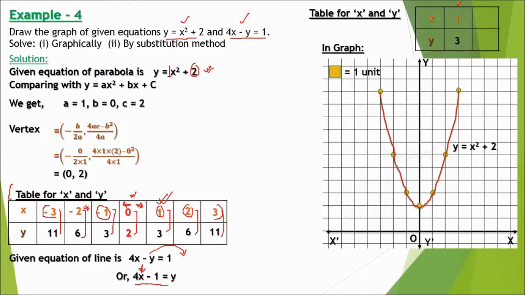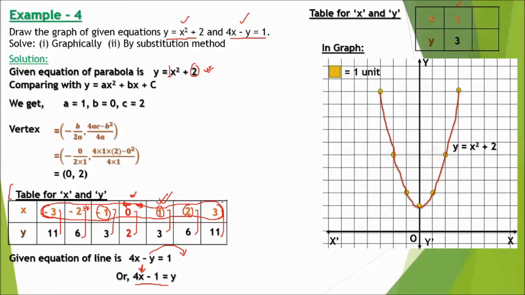The value of x will be picked from here. It will be selected from these x. And if we get the same value of y as in the parabola, then only that point we will consider to plot for the line. So another value will be 2. If we put the value of 2, it will be 8 minus 1, 7. So we are not going to get 6.